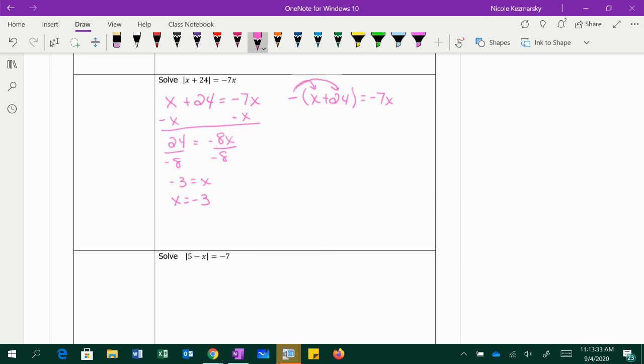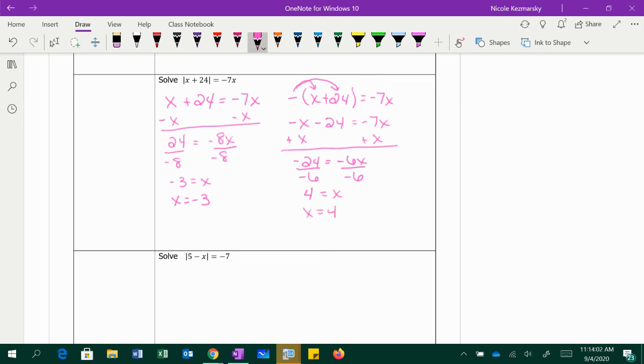So I'm going to go ahead and distribute. I get -x minus 24 equals -7x. I'm going to add the x because there's an x on the other side, so we're going to say plus x. I'm going to do -24 equals -6x. Divide by -6 and get 4 equals x, or x equals 4.